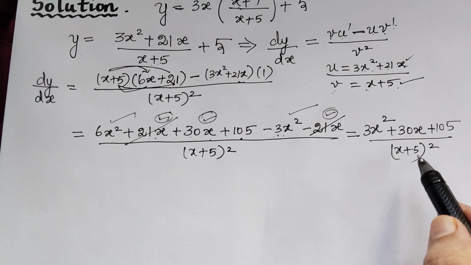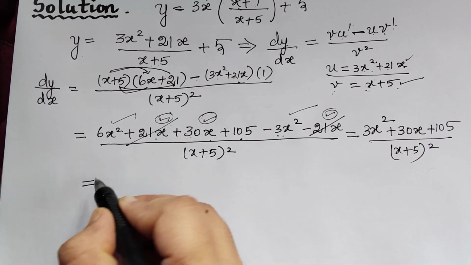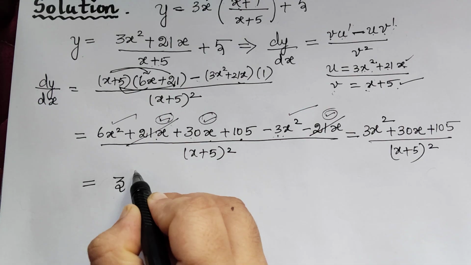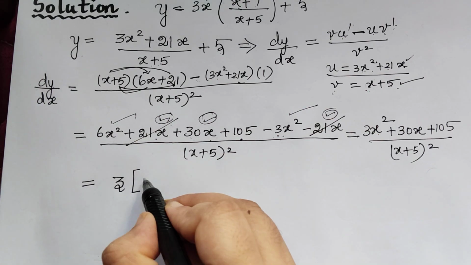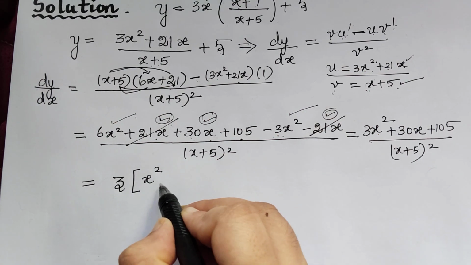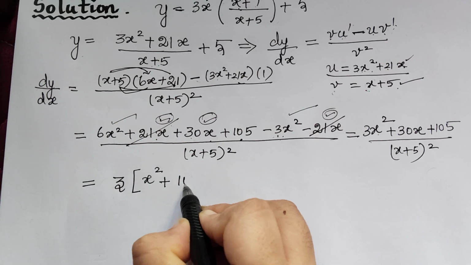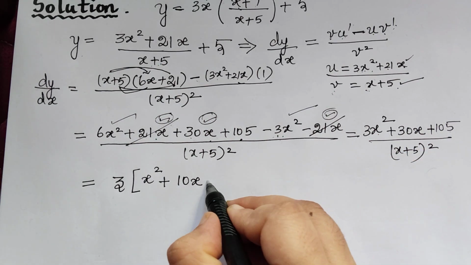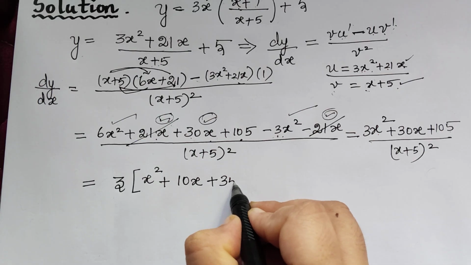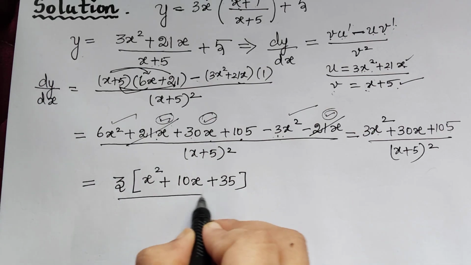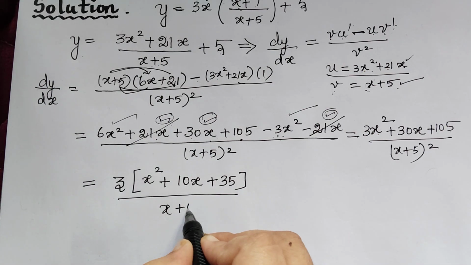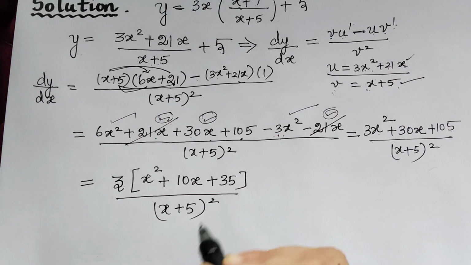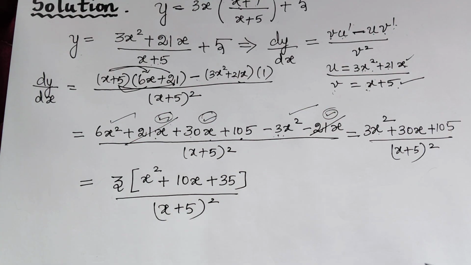So now in the numerator 3 is in common, so 3 can be taken out. And so we will be having, if you take 3 outside, x square plus 10x plus 35 (that is, 105 divided by 3 gives us 35) divided by x plus 5 the whole square. So we have taken 3 in common.